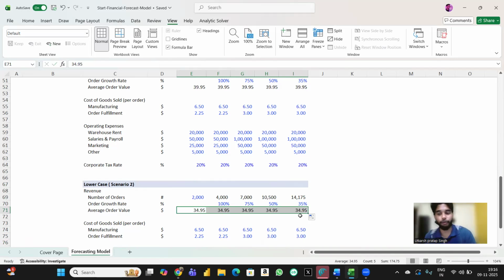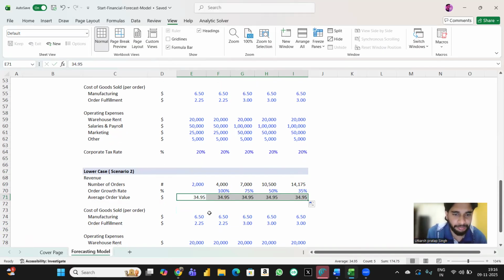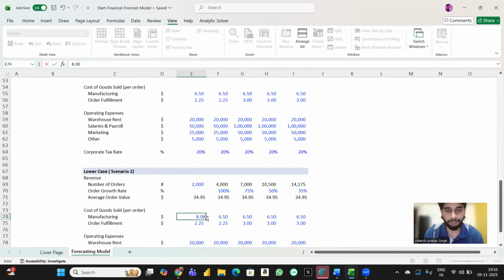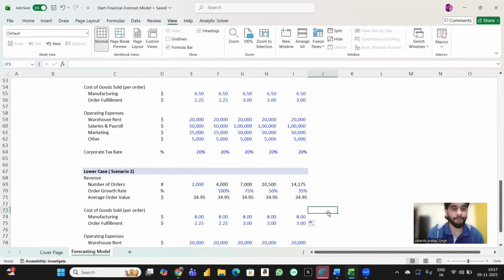The point to note is that we are doing this in the lowercase, the second scenario. We are not changing anything in the first case. We are making all the changes in the lowercase, scenario 2. If we talk about order fulfillment, it would remain the same. Just change something in manufacturing. Instead of 6.5, let's put 8%, and drag this till the last. Yes, there are certain changes in the very first thing.